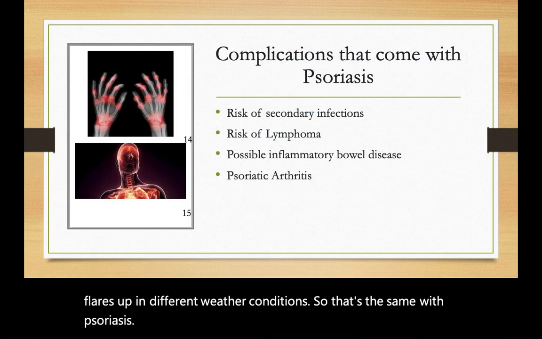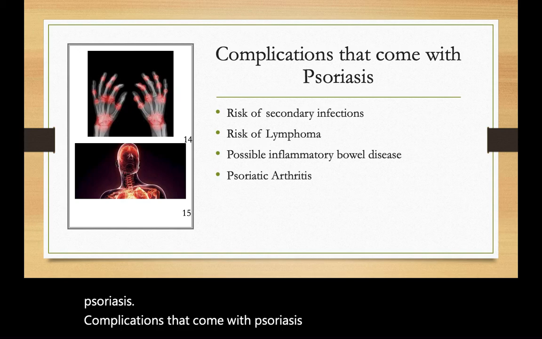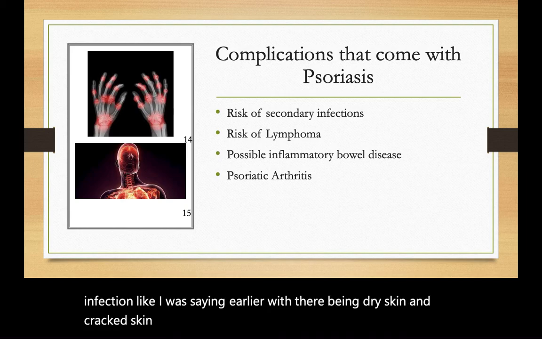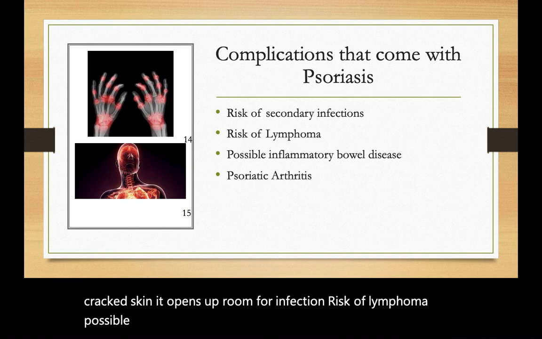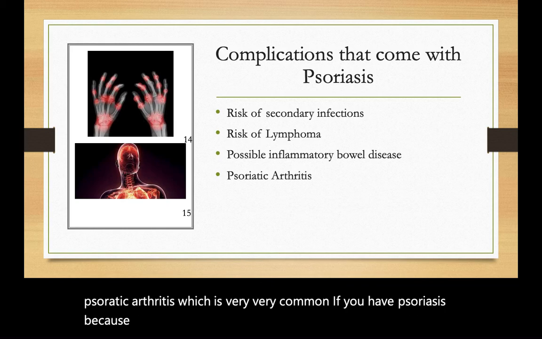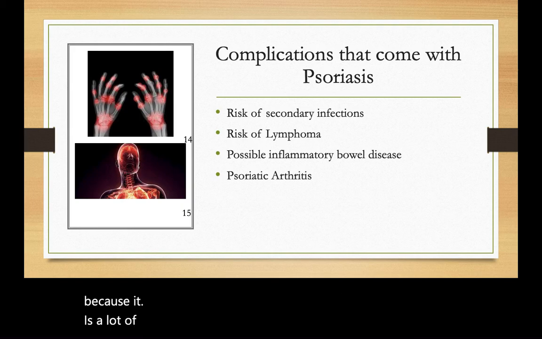Complications that come with psoriasis, so risk of secondary infection, like I was saying earlier, with there being dry skin and cracked skin, it opens up room for infection. Risk of lymphoma, possible inflammation, inflammatory bowel disease, and psoriatic arthritis, which is very, very common if you have psoriasis because it is a lot of strain on the joints when there is so much inflammation around there.